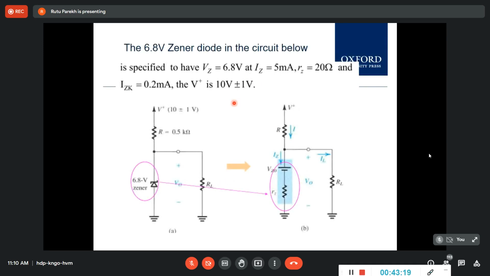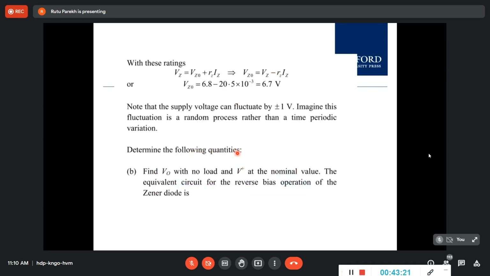So now what is asked: determine the following quantities. This is the first thing. Find V0 with no load and V plus at nominal value. So if it is 10 plus or minus 1 volt, 10 is the nominal value. Okay, understand that. And find V0 with no load.